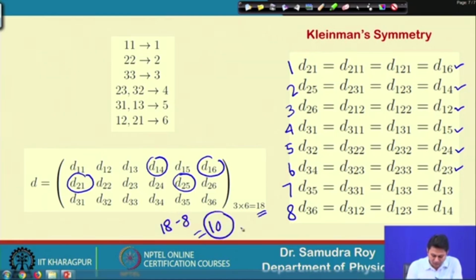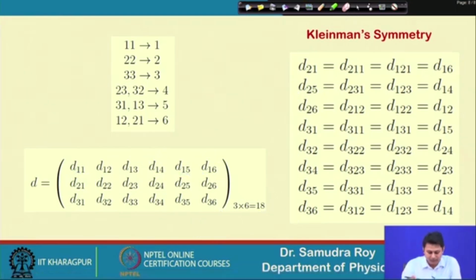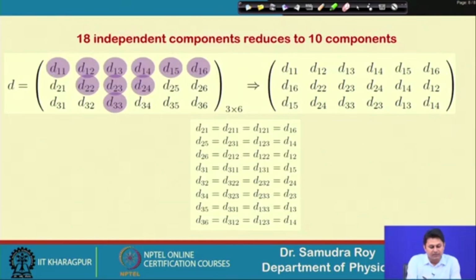So, eventually we come to a point where we find that the D matrix, which looks very heavy initially, after contraction of the indices has only 10 components which are independent of each other. If I go to the next slide, we can see D11, D12, D13, D14, D15, D16, D22, D23, D24 and D33. These are the coefficients which are independent of each other. All other coefficients can be represented in terms of these.